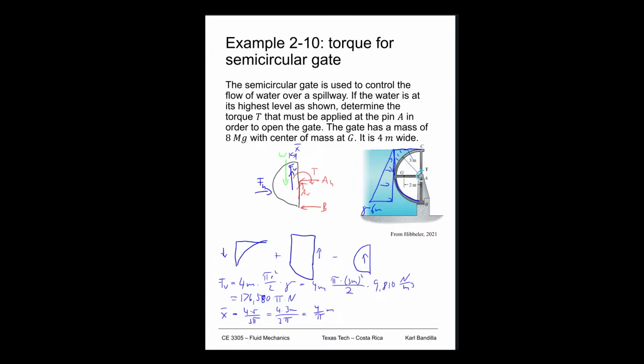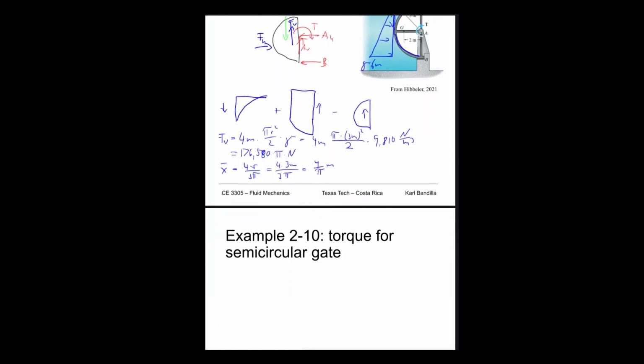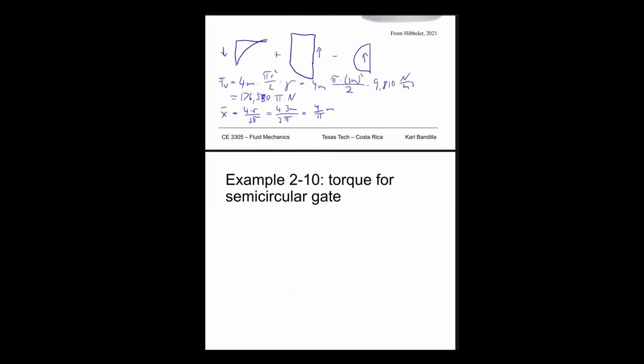So based on that, we can go figure out what it is. Scroll down a little bit here. So we'd have FH is equal to, because it's a triangle, 1/2 times gamma times 6 meters. And then the length it acts on is 6 meters again, and then 4 meters, because that's how wide the gate is. So that would then be, if you take all these numbers together, 9,810 Newton per cubic meter. We have 36 times 2 is 72 meters squared, meters cubed.